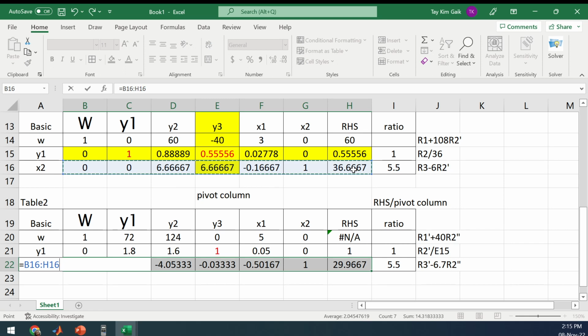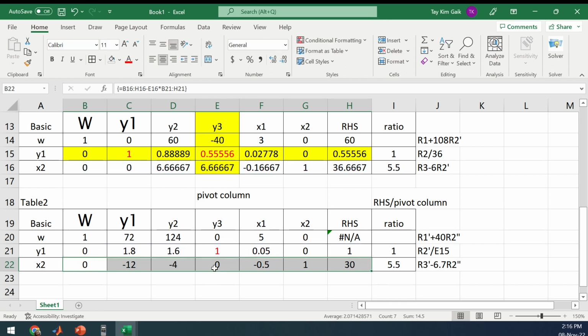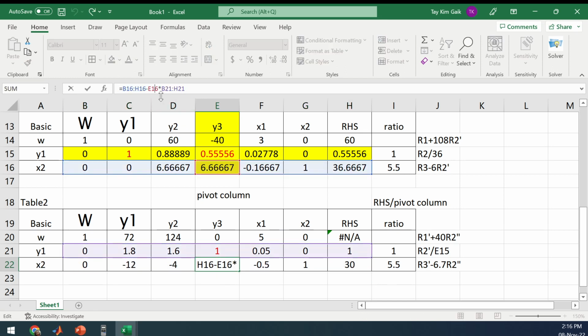row 3 minus this cell times the new pivot row. And then if you want to copy, if you do cell by cell, make sure you fix the column. Put a dollar sign in front of the E so that when you copy it, it remains by this cell, this column E.